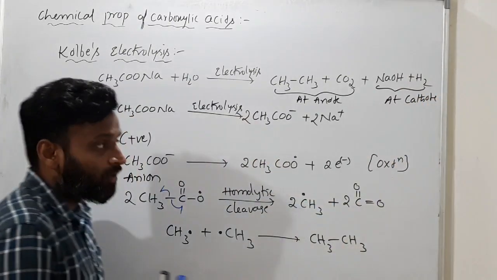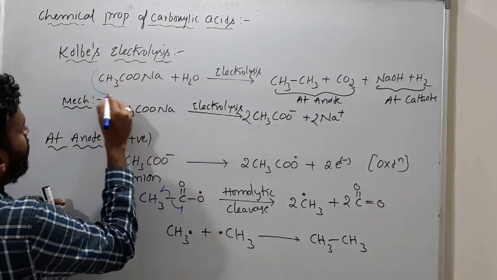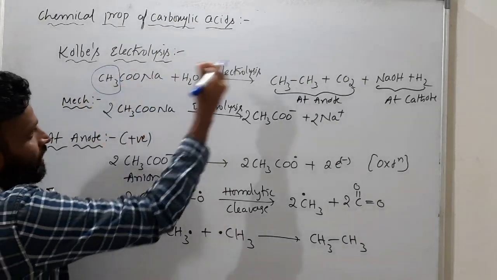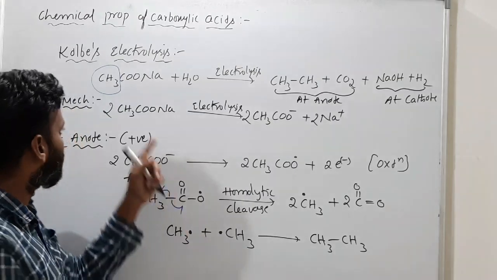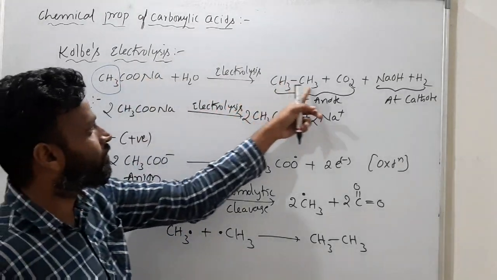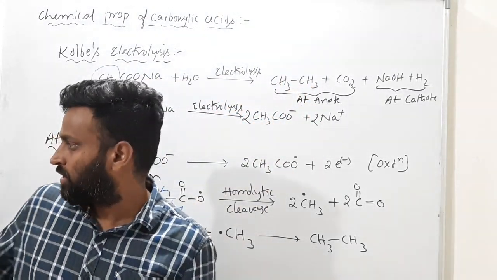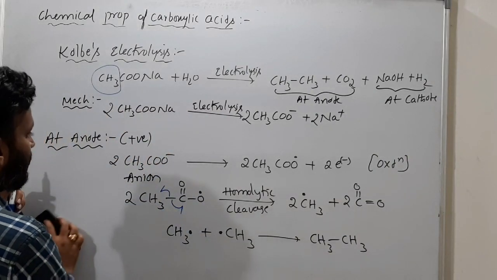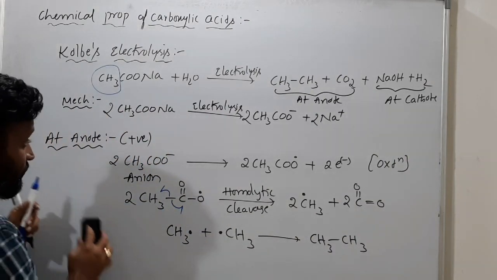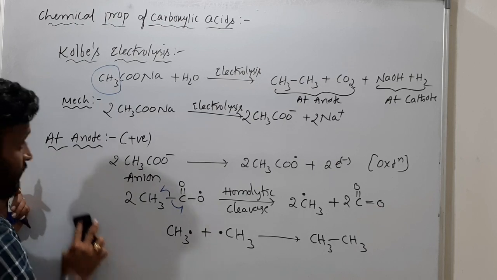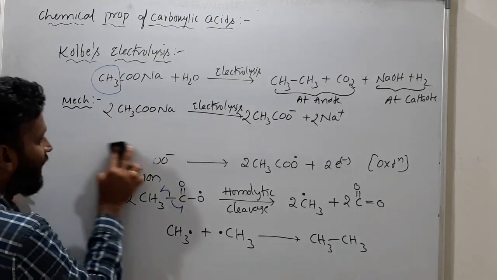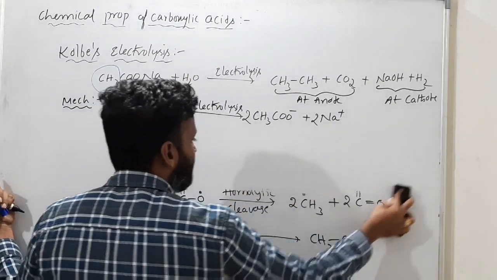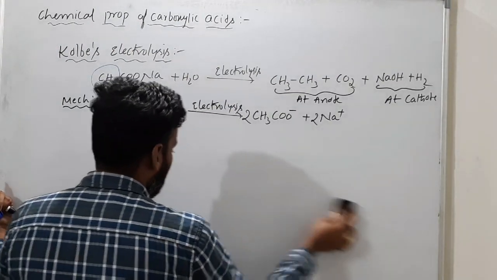Correct? And one more important thing: whatever the alkyl group is, you will get an alkane with double the number of carbons. This is very important. So this is methyl, so 2 carbons. Even if you take benzoate, the same applies. So these reactions happen at the anode. Now let's see the reactions at the cathode.